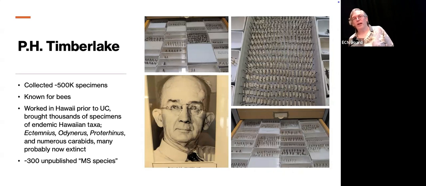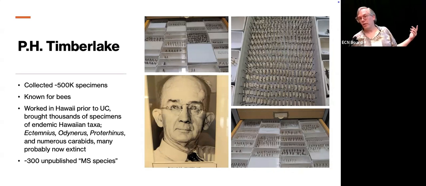So he generated an incredible amount of information and an incredible number of specimens. But even though he's known for bees, he did other things. He brought thousands of specimens with him. He had been working in Hawaii. He brought all these things that are endemic Hawaiian taxa, the Actemnius, Odinoris, Protorhinus, and numerous carabids.